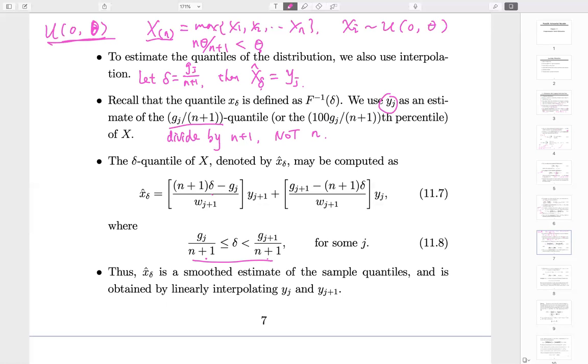You do the same thing, linear interpolation. So obviously you multiply by n plus 1 on both sides. So at the bottom, you don't need to deal with another fraction, otherwise it would be j plus 1 divided by n plus 1. So you multiply by n plus 1 for both numerator and denominator. So this is the smooth estimator.